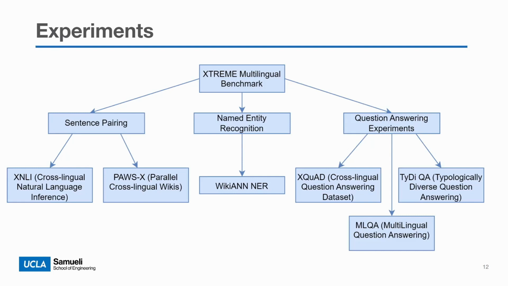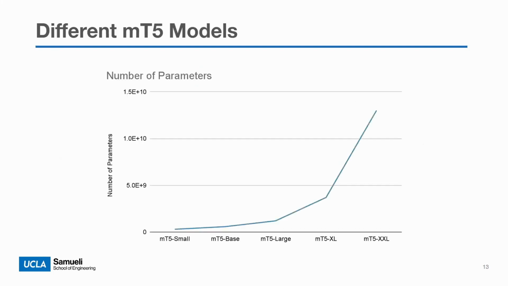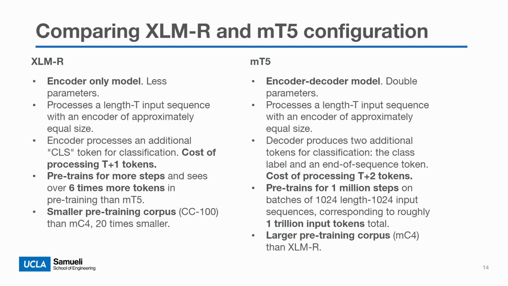Moving on to the different sizes of the mT5 model. There are 5 sizes which are very similar to the original T5 recipe. The smallest being mT5 Small with only 300 million parameters, and the largest being mT5 XXL having 13 billion parameters. The increase in the parameter counts compared to the corresponding T5 model variant comes from the larger vocabulary used in mT5. Now moving on, Sudiksha will be comparing XLM-R and mT5 configurations and further on.